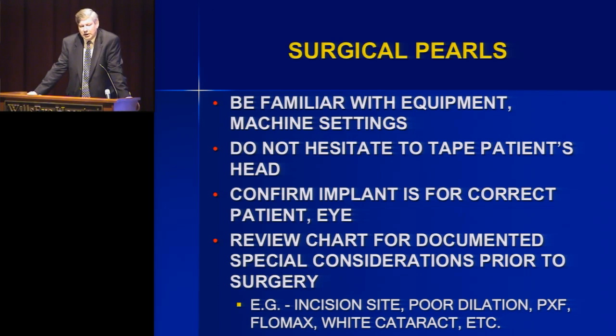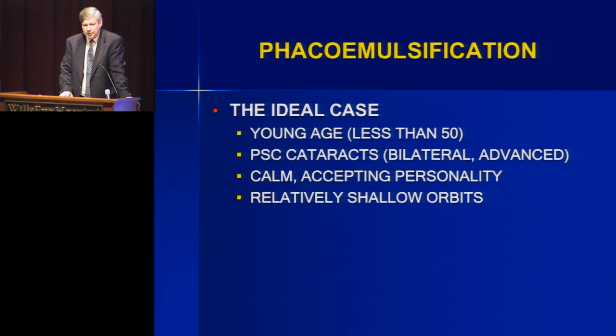You want to confirm that the implant is correct for that patient in that eye. You want to review the chart for some documented special considerations. Are you going to use a special incision site because of the astigmatism? Do they dilate poorly, have exfoliation syndrome, Flomax, a white cataract, etc.?